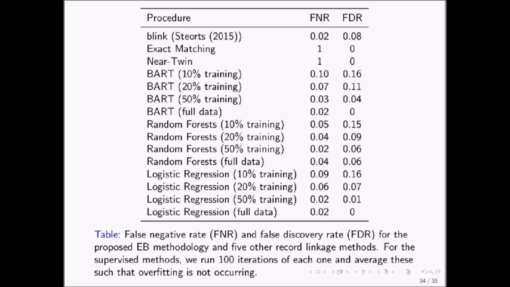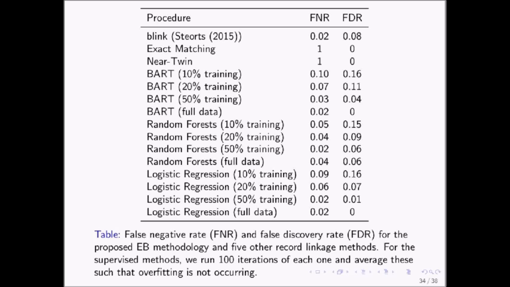If you look at the little data points, those are singleton clusters, and the little widget-looking points are these double clusters. Then I looked at Blink, the method I proposed, compared to exact matching. In the social sciences, such as psychology and other fields, people will do something called near twin matching, where they say it's a match if it agrees on at least two fields. Then I looked at BART, random forest, and logistic regression, giving them different percentages of the training data.